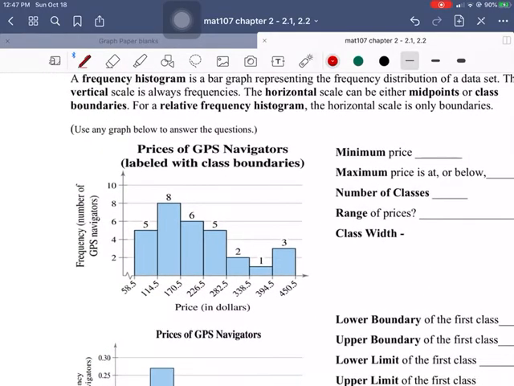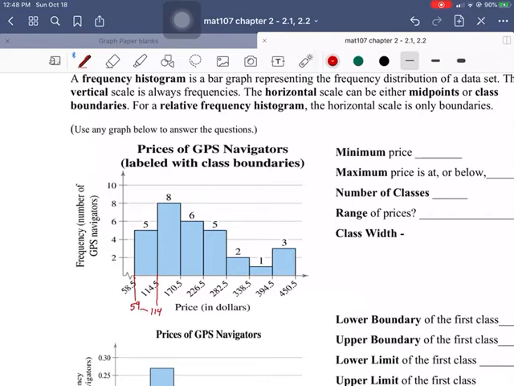Let's look at this first one here nice and close up. These are prices of GPS navigators. And this one is labeled with boundaries. Remember the half point down from each of the classes. So if you can picture it, what is the first lower limit in your class? Well, if this boundary is a half point down, then this is 59. And if this boundary is a half up, then this is 114. So those are the class limits for the first class.